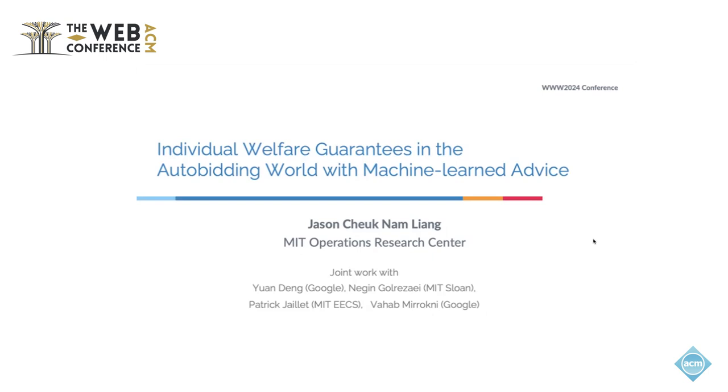I'm going to talk about individual welfare guarantees in the Autobidding World with machine learned advice. My name is Jason Liang. This is joint work with Yuan Deng, Negin Gorzai, Patrick Jaye, and also Vahab Merakni from MIT and Google.